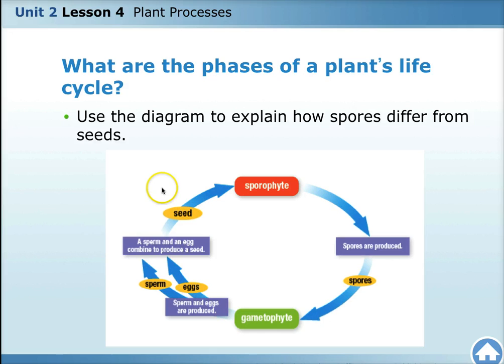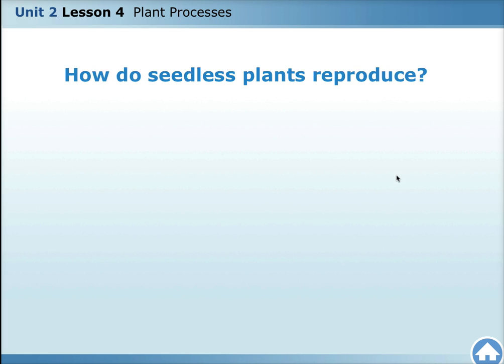So we're going to use this diagram to explain how spores differ from seeds. So here we have the gametophyte stage. Spores grow into plants that produce eggs and sperm. The sperm and the egg combine to produce a seed. The seed becomes a sporophyte. In the sporophyte phase, the seed grows into a plant that produces spores. We have our spores produced. Our spores then become gametophytes, and it's a continual cycle.